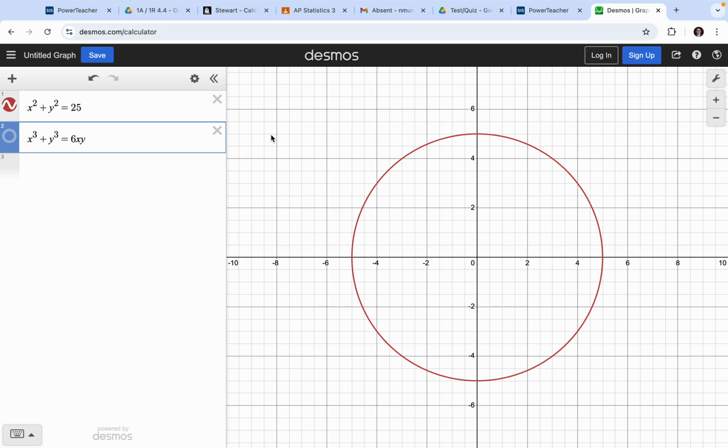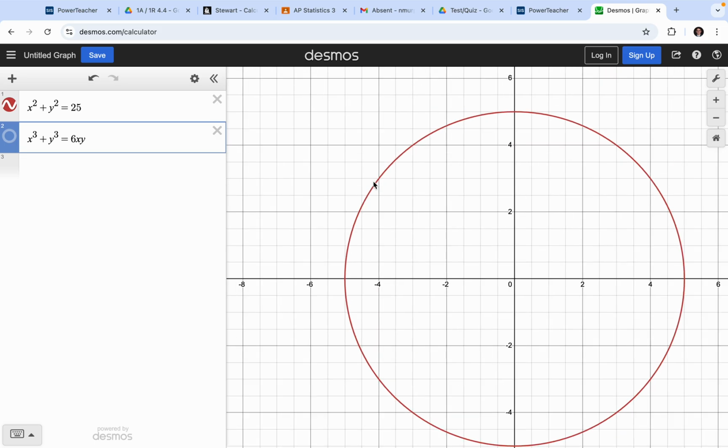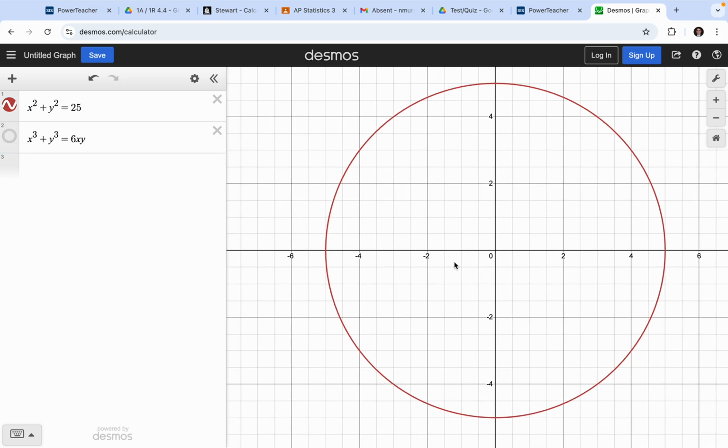Because this isn't really a function, if I were to ask you what's the slope of the tangent line at x equals -4, I could have a positive sloping tangent line here, or down here I have a negative sloping tangent line. So because this is not a function, I could have two slopes at the same x value that are different values. So this slope and this slope don't match.